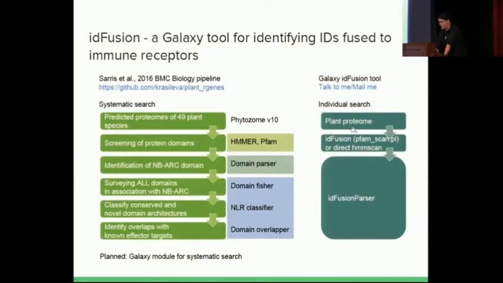So you take your plant proteome, you take idFusion, which either uses PfamScan Perl or direct hmmscan results, then use a Python script-based tool, the idFusion parser, and get your outputs. Then you can identify potential domain fusions in the protein set. What we are planning is also to reconstruct this systematic research so that you can compare multiple runs on multiple plants and see whether we can find them even more widespread.